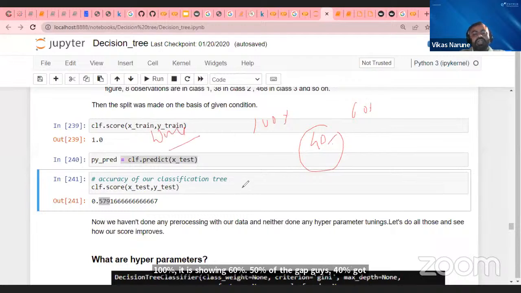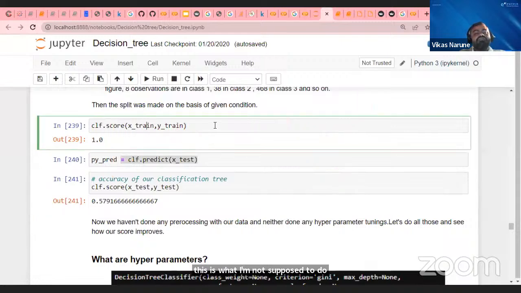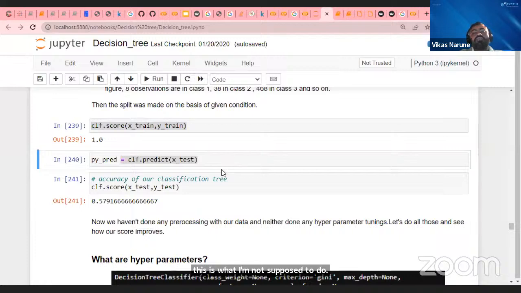This is not a proper model, guys. You can say it is a very fragile model. Okay. So this is what I am not supposed to do. This is the real-time situation you will face, guys. Okay. So if you face this situation, what to do then?